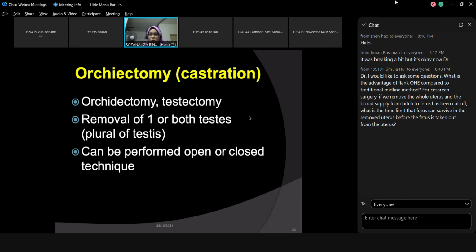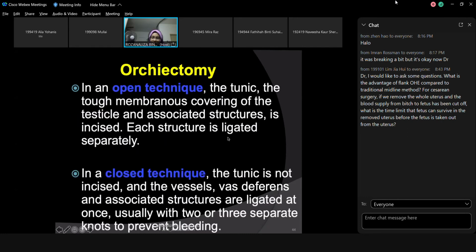Okay, so for basic elective surgery, it is always an orchiectomy, or castration. It can be called orchiectomy, orchidectomy, or testectomy. Testis is singular, plural is testes. It can be performed open or closed, and I always recommend the open technique. With the open technique, you open up the tunic and you ligate the vessel individually.